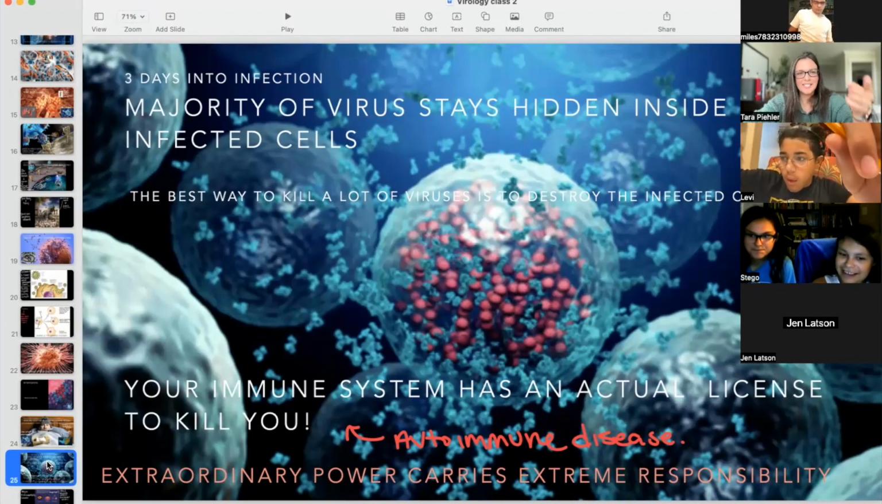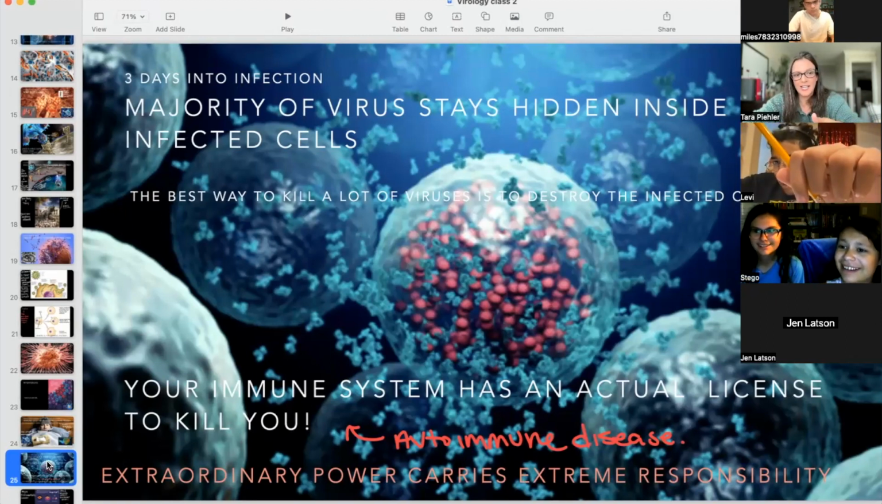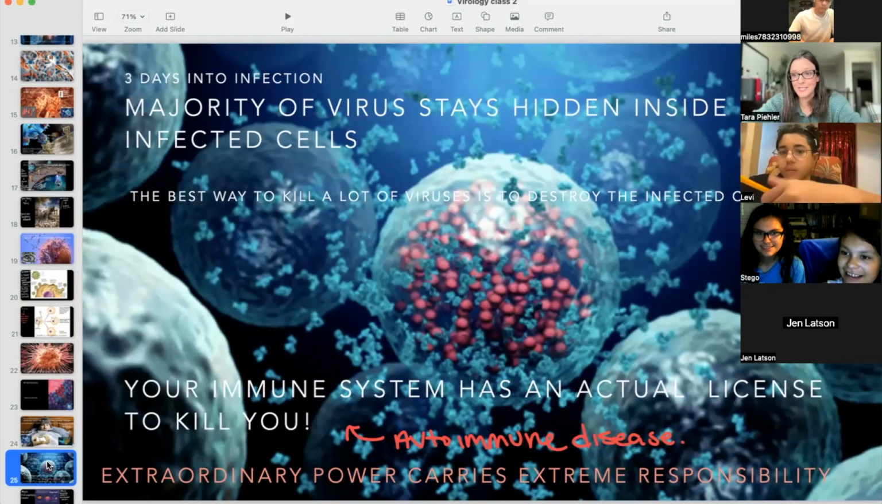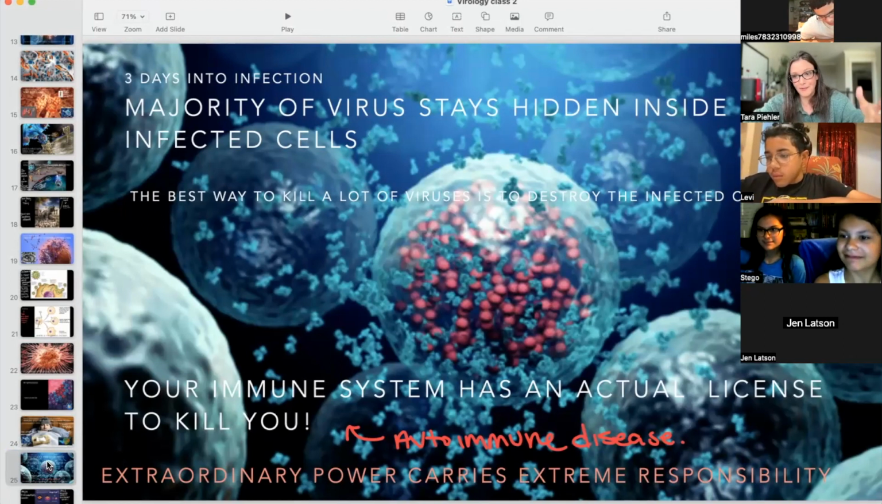That's exactly what I have right here. No, that's a great transition actually, because I have written down your immune system has a license to kill you. This is very dangerous. This is your immune system ramping up, your cytokines ramping up. They're effectively killing your cells. They don't know where the virus is. So they just went, kill.